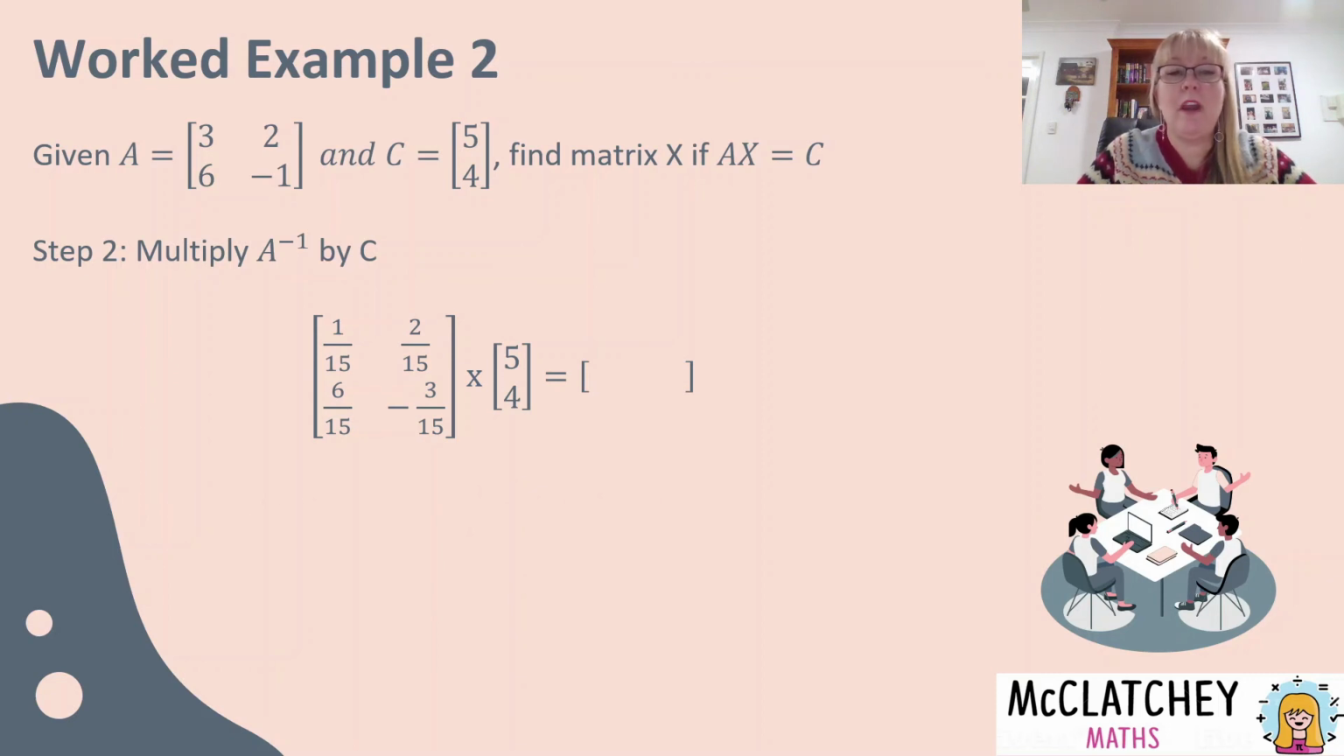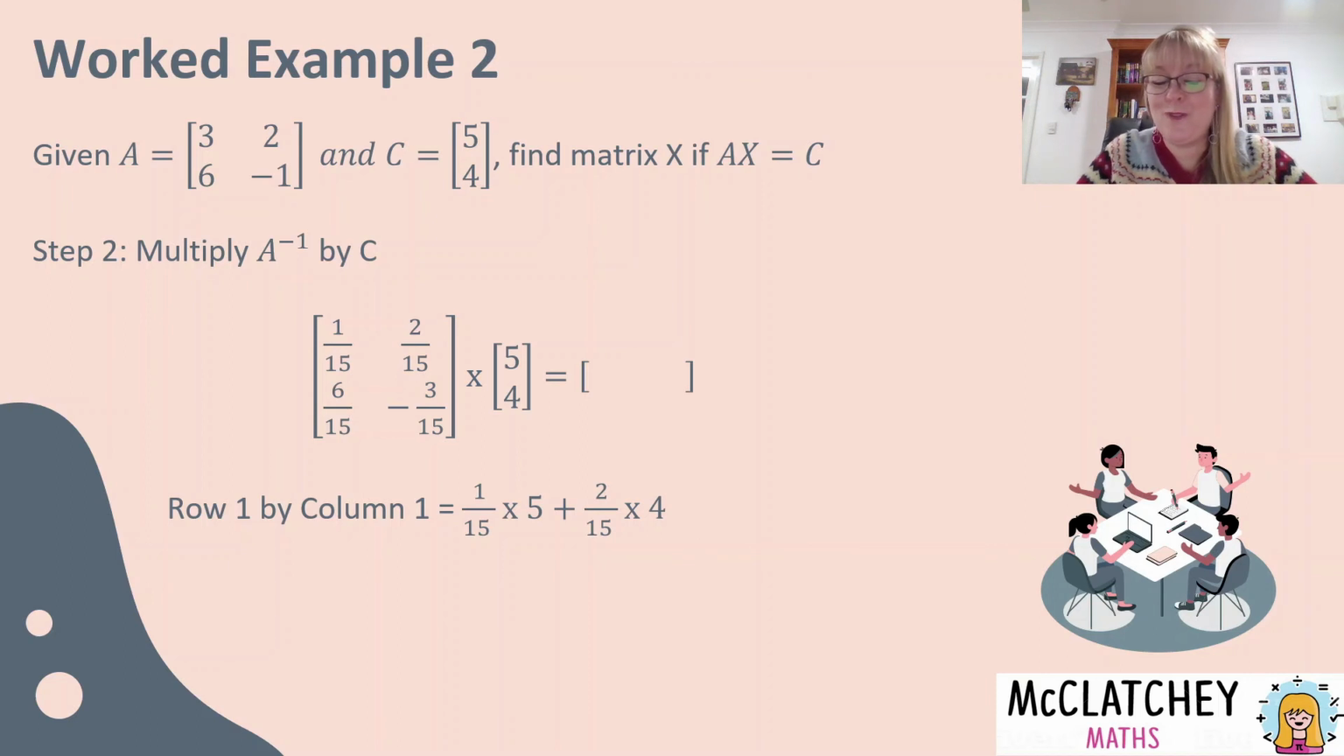I'm going to multiply row 1 by column 1, which is taking a 15th of 5 and adding 2/15ths of 4. You need to know your fraction rules to do this. So I'm going to have 5/15ths plus 8/15ths, and this is why I wanted to leave it all with the same denominator, because then when we add it up, it's going to be very easy. 8 plus 5 gives us 13/15ths. That's our first element in that final matrix.